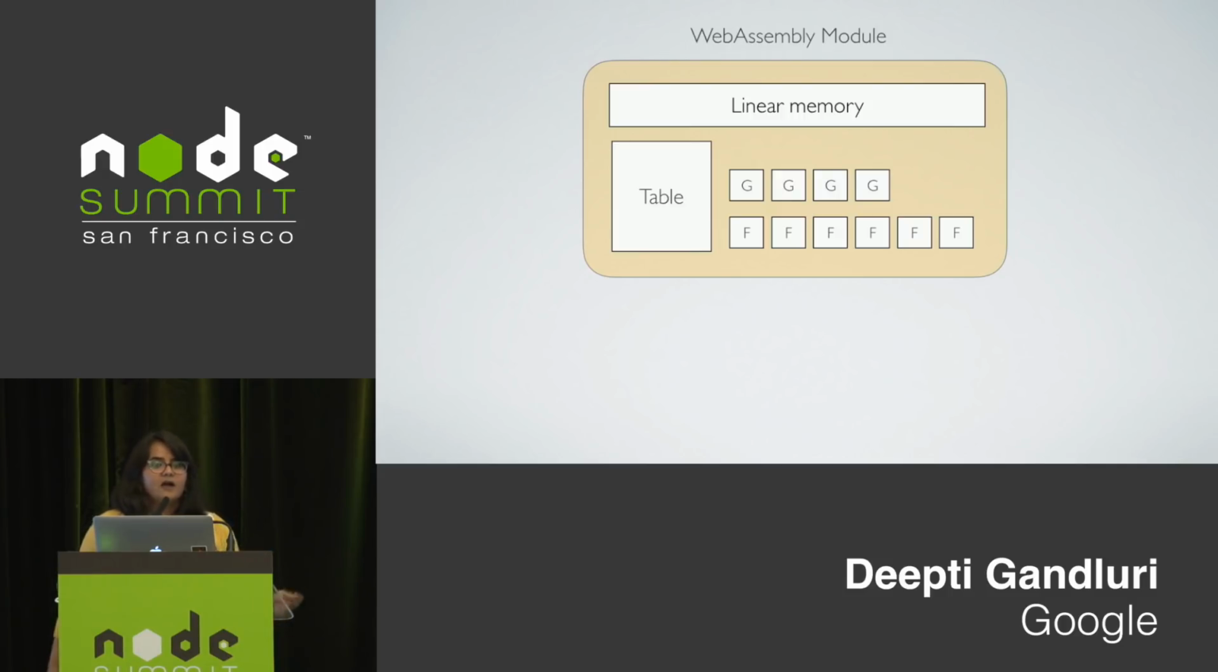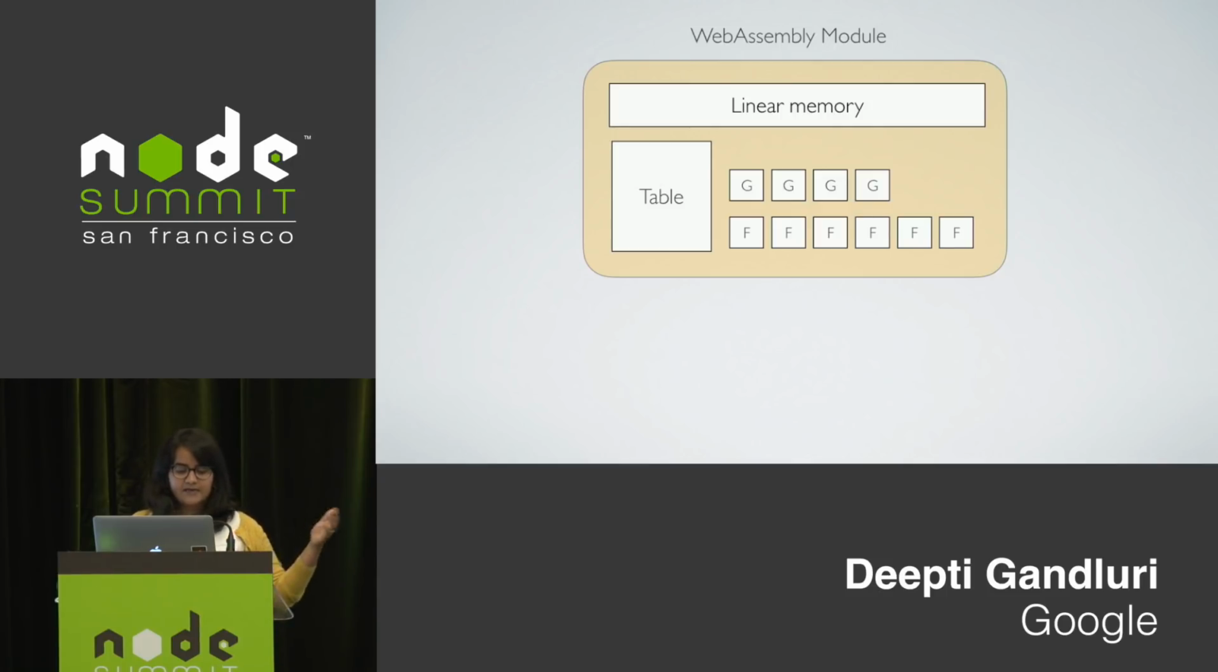So we talked about importing a WebAssembly module into your Node.js app. So what does a WebAssembly module look like? This is a WebAssembly module. A WebAssembly module has linear memory, which is a contiguous byte-addressable range of memory, and it can go from the offset of 0 to whatever dynamic memory size, and you can also dynamically resize this memory.